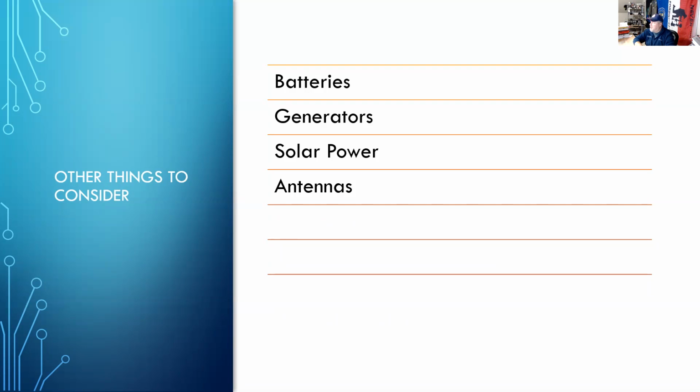Generators, probably a good idea to have anyway, but you can run radio equipment on some very low-end generators. It doesn't have to be a whole house generator. It doesn't have to be something that'll run your fridge and freezer and everything. It can be just a little Honda something or another. It doesn't draw very much current. So generator is a good thing.